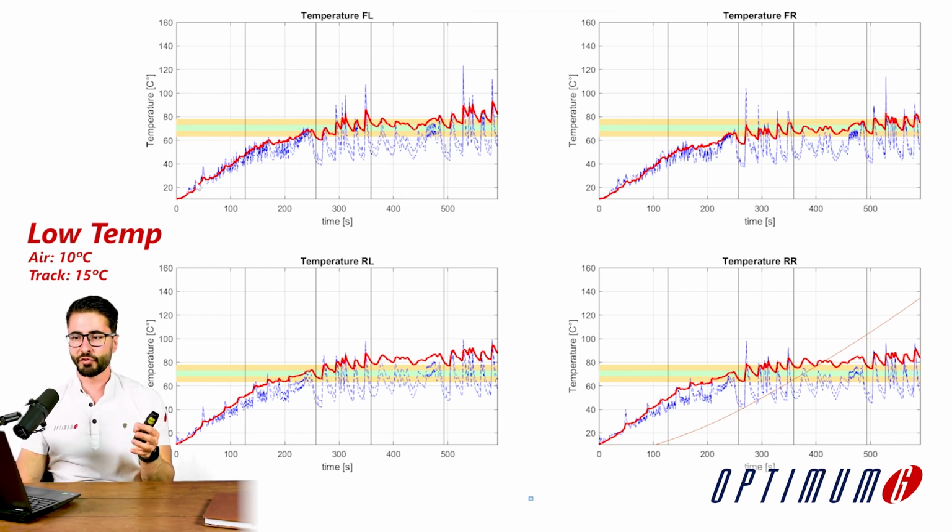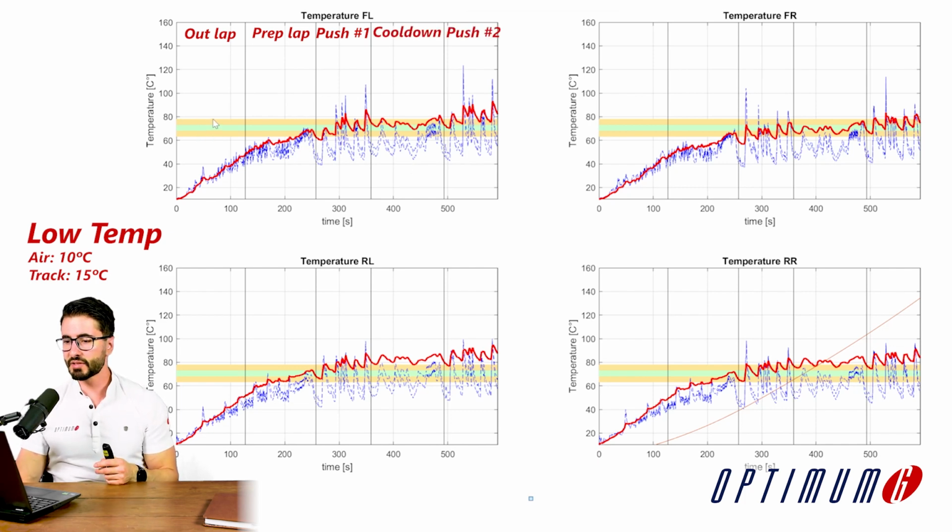In this plot of temperature over time, we can see out lap, prep lap, and then push lap 1, followed by a cool down lap and push lap number 2. We define the same temperature window for ideal grip, and we're working with the driver to make sure that he's able to keep the tires in the ideal temperature window for both push laps.